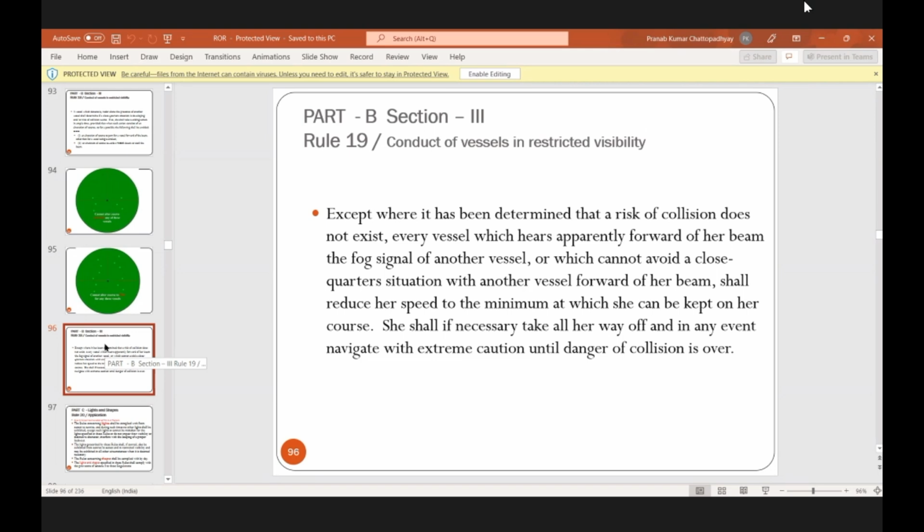But not when you have determined the risk of collision. So determining the risk of collision by all available means, in that case this is not applicable. This action that has been prescribed here is not applicable. So that is why it means except where it has been determined the risk of collision does not exist.